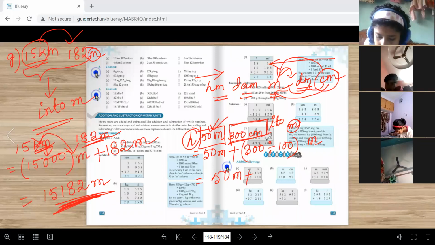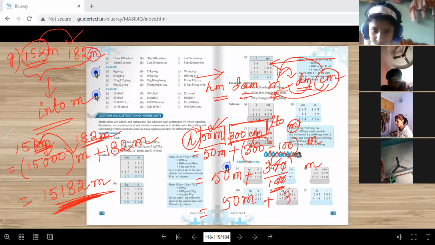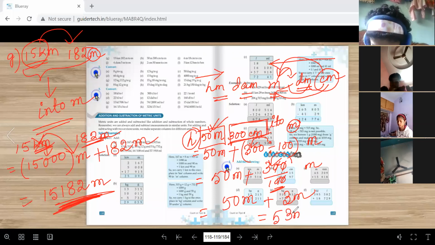So now 50 meter plus this division. So decimal point will move 2 places to the left side. That means these 2 zeros will be cancelled out. How many zeros are there? 2. So it will move 2 places to the left side. Or you can cancel these 2 zeros. So ultimately the answer will be 3. It will be 53 meter. Complete this first.